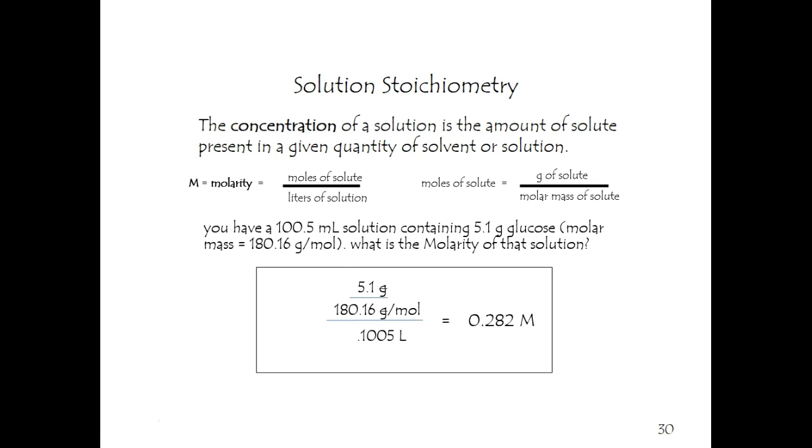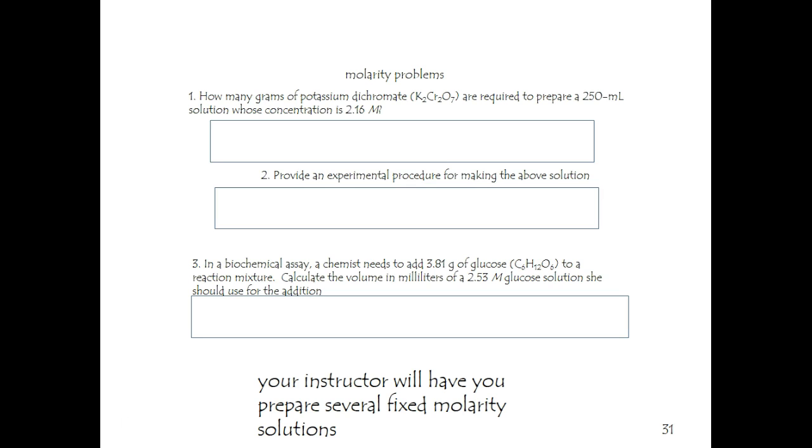Let's do 2 more examples. How many grams of potassium dichromate are required to prepare a 250 mL solution whose concentration is 2.16 moles per liter? Well, let's figure out how many moles and then convert it to grams, right? We're going to do 2.16 moles per liter times 0.250 liters. That's how much we have. And then we can convert the moles to grams since the molar mass is not given to you. You'd have to add up the 2 potassiums, the 2 chromiums, and the 7 oxygens. But let's go ahead and do it.